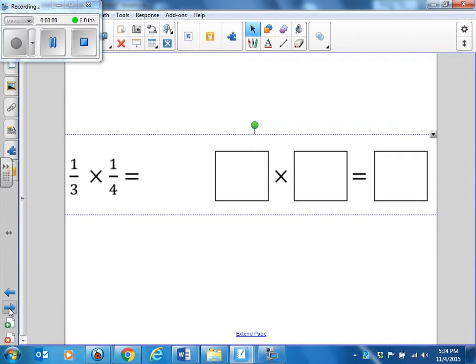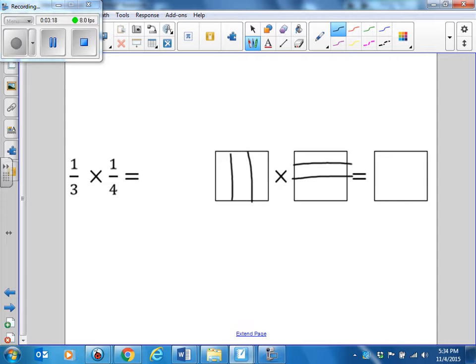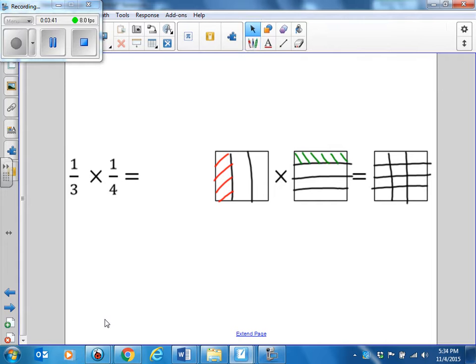So the next one is a third times a fourth. So I'm going to go ahead and do the first one. I'm going to divide it into 3 equal pieces. I'm going to divide the second one into 4 equal pieces. And then I'm going to go ahead and shade these. So I'm going to shade a third. Okay, now I'm going to shade a fourth. And then next I'm going to put these 2 together. Okay, and now that I've put them together, I'm going to go ahead and shade them.